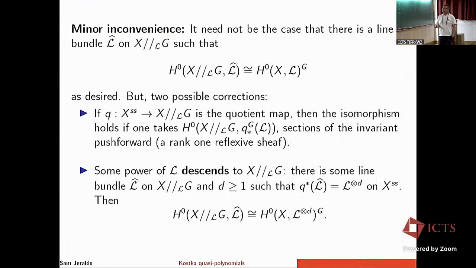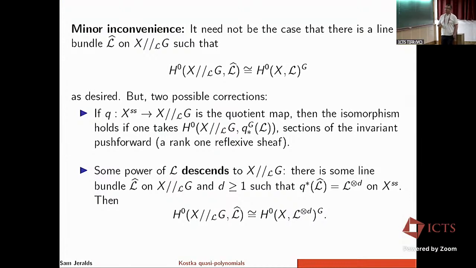A minor inconvenience about this construction is that we like to think of it as a passage between the invariant sections on X and sections on the quotient. You may not have such a line bundle. So there may not be a line bundle L hat on the GIT quotient that has global sections exactly the invariant global sections of X, or of the line bundle L on X. So this is an inconvenient fact, but it's not too hard to get around. It depends just on what kind of geometric object downstairs you're okay with.